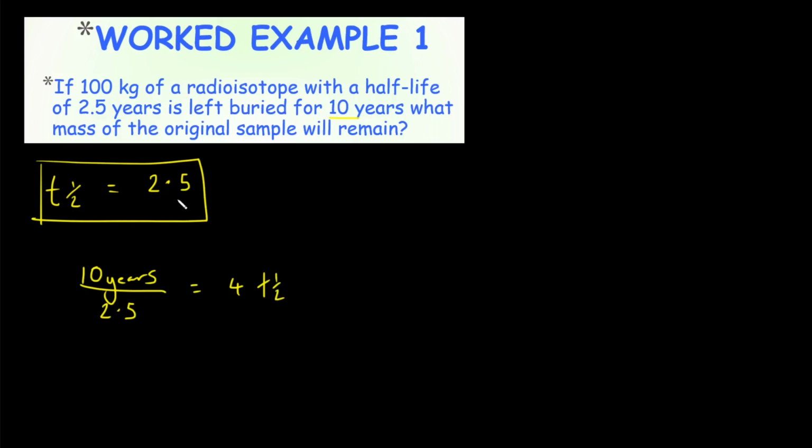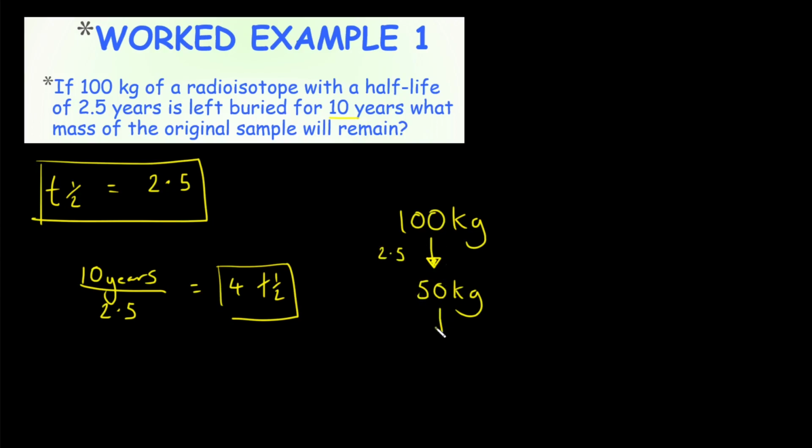Each half-life, remember, was 2.5 years, so I can fit 4 half-lives into that 10-year period. So if I'm starting with 100 kilograms and I leave it for 10 years, that 100 kilograms is going to half 4 times. Here's our first half-life. If I leave it for the first 2.5 years, then it's going to go from 100 to 50. Let's do our second of the 4 half-lives. It's going to go from 50 now to 25.